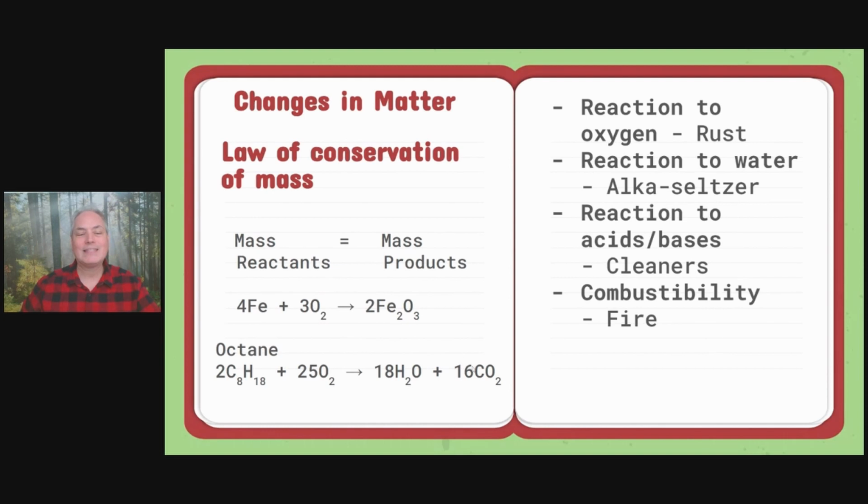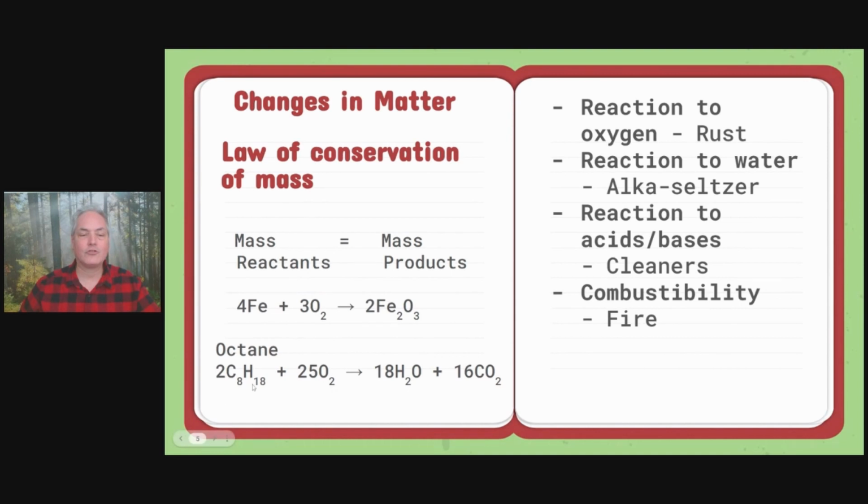That means that if you have 16 molecules of carbon dioxide, you have 16 atoms of carbon. And if you go into the reactant right at the beginning, we have 2 molecules of octane, and each of these molecules contains 8 atoms of carbon. Since we have 2 of those, 2 times 8 equals 16. So the number of carbon on the reactant side equals the number of carbon on the product side. So the mass remains the same. So here, the law of conservation of mass.